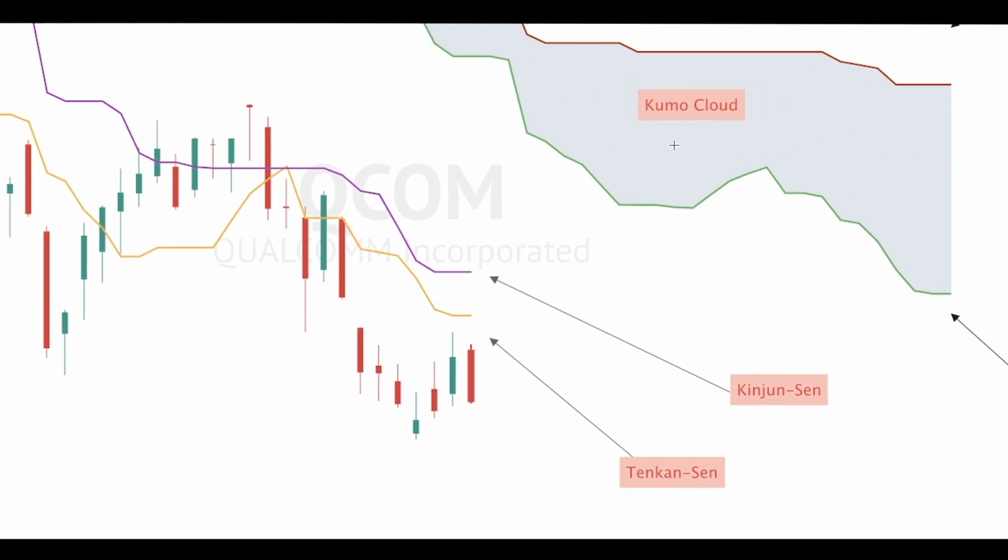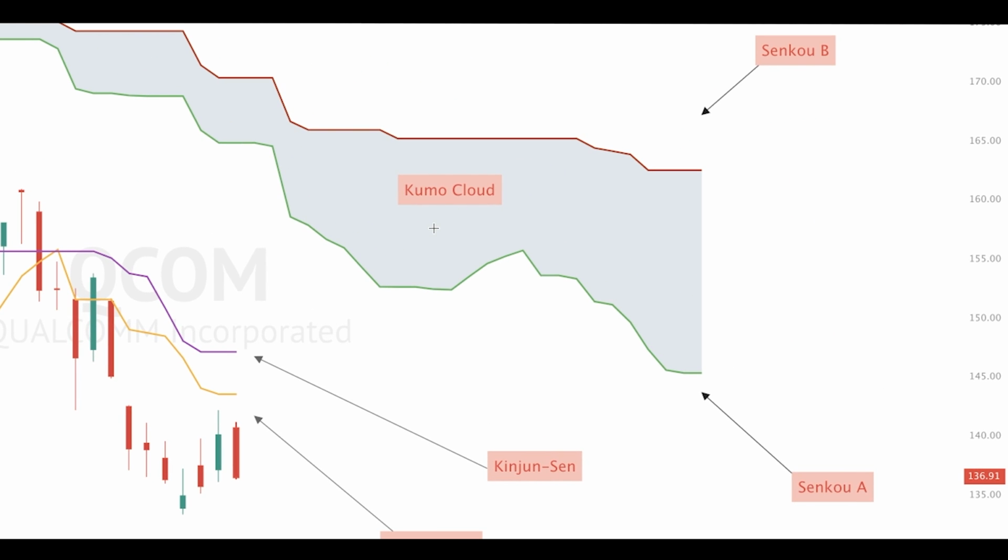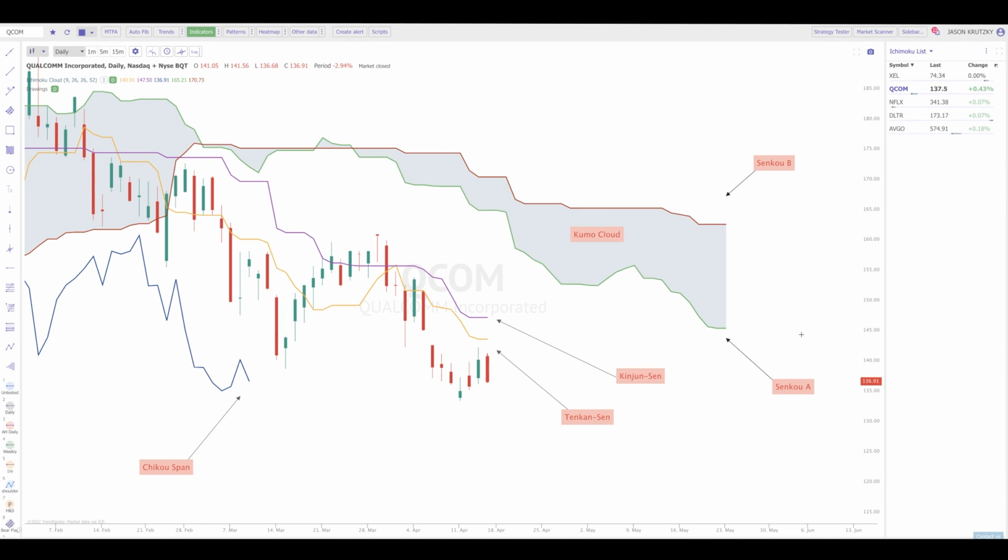And then finally, we have the Kumo Cloud. The Kumo Cloud is comprised of the Senkou A and the Senkou B lines. The Senkou A represents the midpoint between the Tenkan Sen value and the Kinjin Sen value, and it's plotted 26 periods into the future. The Senkou B here represents the midpoint of the last 52 price bars. So it takes the high of the last 52 candles and the low of the last 52 candles, adds them, divides by 2, and plots that value 26 periods into the future.